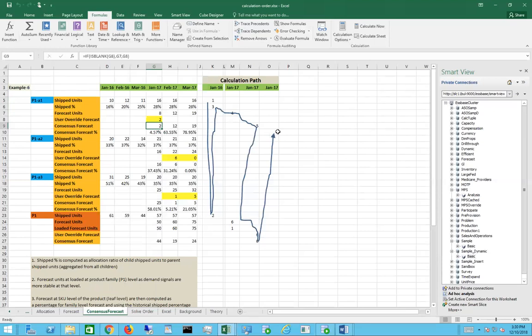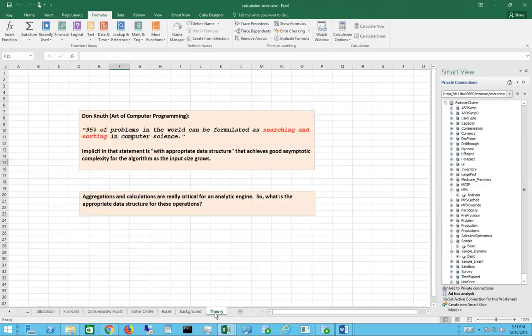So we talked about aggregation, which is basically a data structure that captures the tuple space, and the calculation is captured by having a good solve order and a good dependency analysis. So that's what is needed to define a good analytic engine.